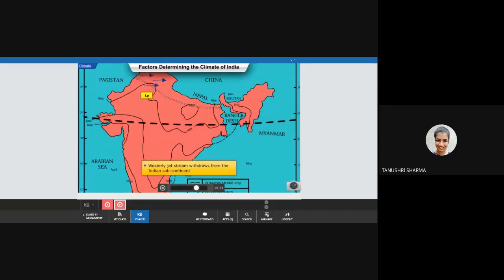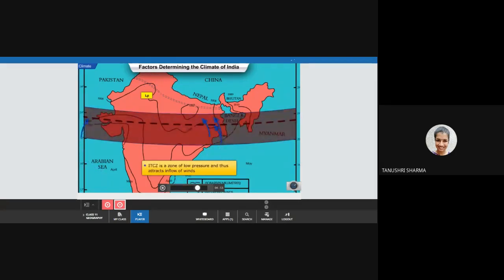By this time, the westerly jet stream withdraws from the Indian subcontinent. The ITCZ is a zone of low pressure and thus attracts inflows of winds. The maritime tropical air mass from the southern hemisphere rushes to the low pressure area in the general southwesterly direction. This moist air current is called the southwest monsoon.